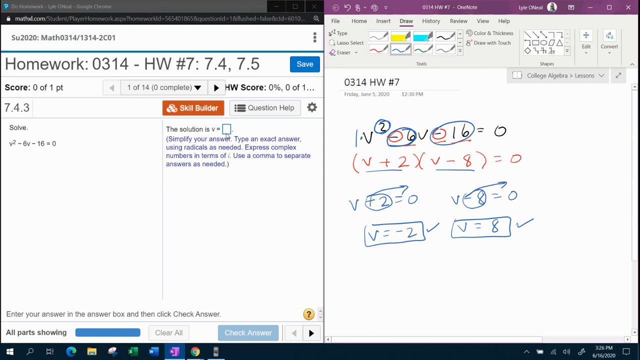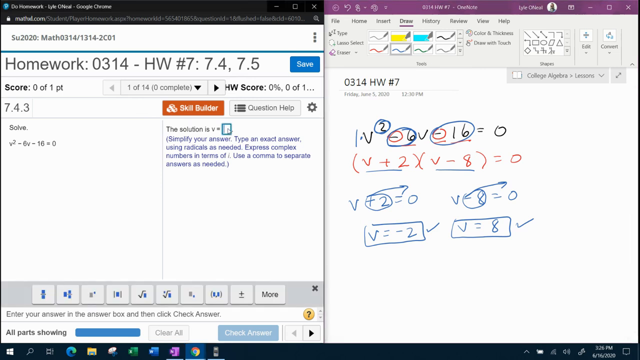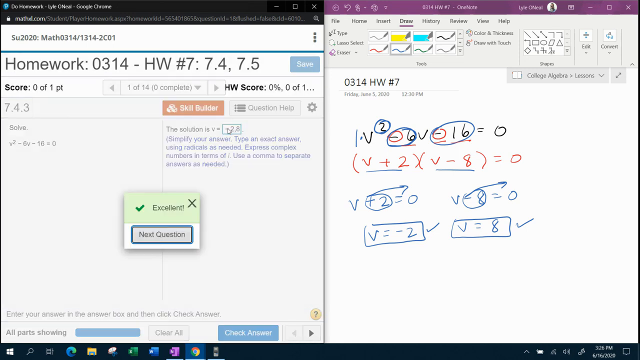Now let's see if we're right. And I don't think it's going to matter which order you put those in. So I'm going to put -2 first and then 8. And we're done.